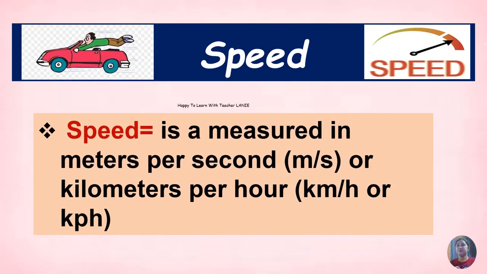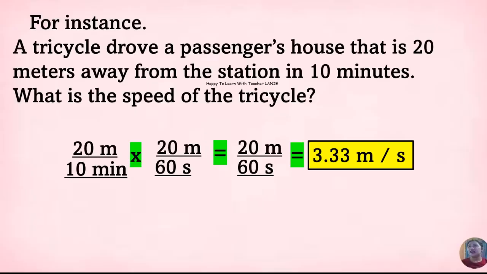Speed. Speed is measured in meters per second or kilometers per hour. For instance, a tricycle drove to a passenger's house that is 20 meters away from the station in 10 minutes. What is the speed of the tricycle? This is the computation. 20 meters over 10 minutes times 1 minute over 60 seconds equals 20 meters over 600 seconds equals 3.33 meters per second.